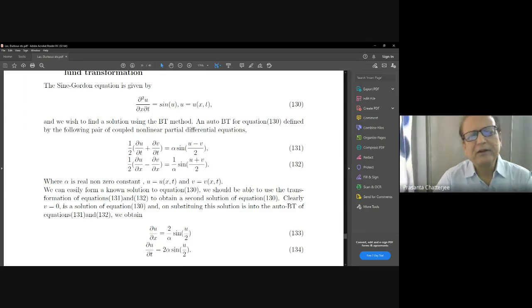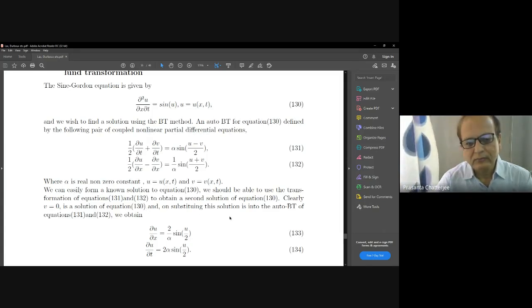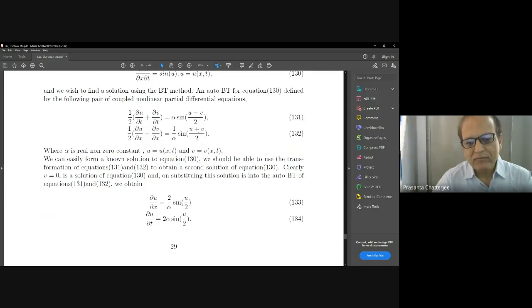Suppose we choose b equal to 0. Here u equal to 0, sine 0 is 0, so it is a solution of 130. Here b equal to 0 is also there. So if we put v equal to 0 here, we get the equations for u: del u del x equal to this and del u del t equal to this, as 133 and 134.